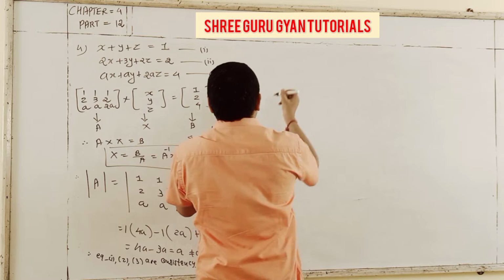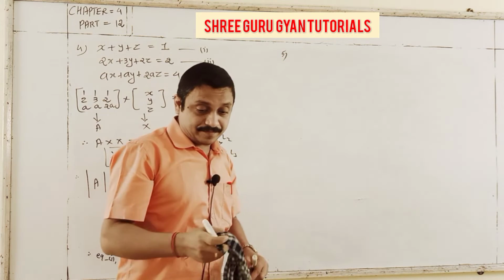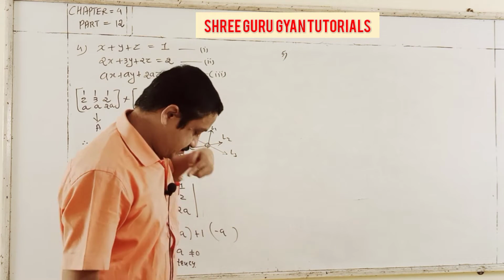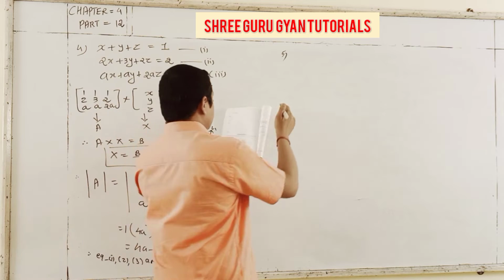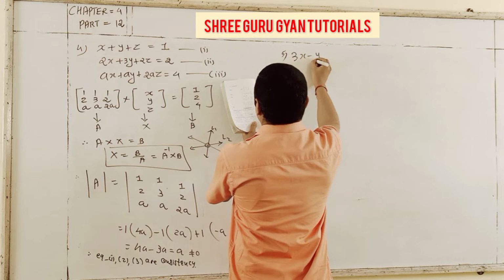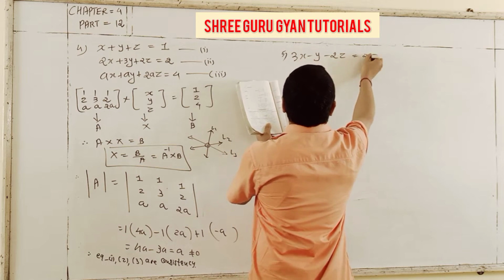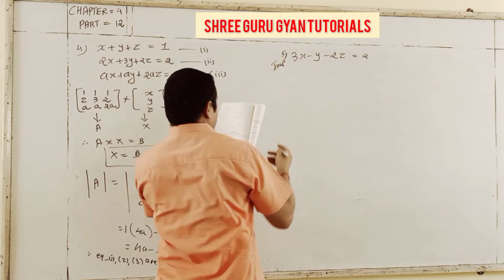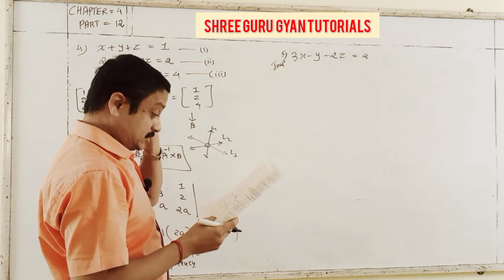Same. Similarly, just the equation is changed here. In the fifth, 3x minus y minus 2z is equal to 2. This is the same here: 3x minus y minus 2z is 2.